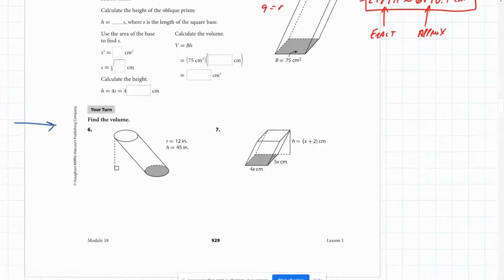Okay, on page 929, go ahead and try problems 6 and 7. Press pause on your video, and when you're done with problems 6 and 7, press play and compare your solution to mine.